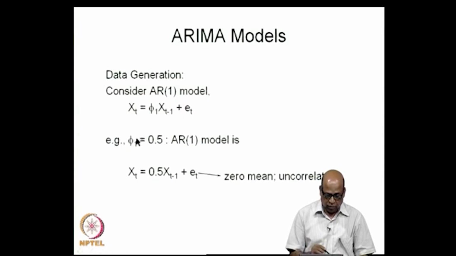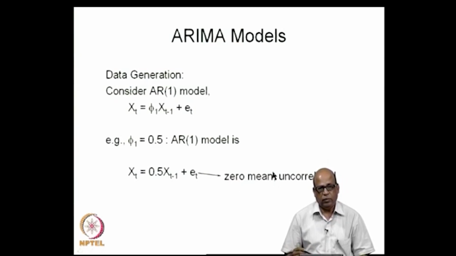So, let us take one simple example where I fix phi_1 as 0.5. We will see how we apply this model. So, I will write this as x_t = 0.5 x_{t-1} + e_t. Now, e_t is a series which has a 0 mean and the series is uncorrelated.